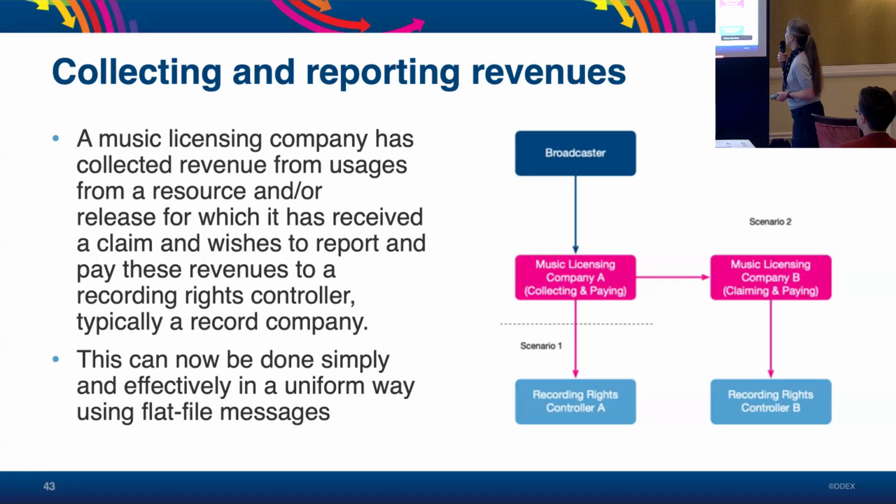And you can see on screen, in the middle, you've got two pink squares representing music licensing A and music licensing B. Some of those music licensing companies are only collecting for certain rights and then have to report it back for those that have a mandate and claim it, to pay it out to the ultimate rights controller.